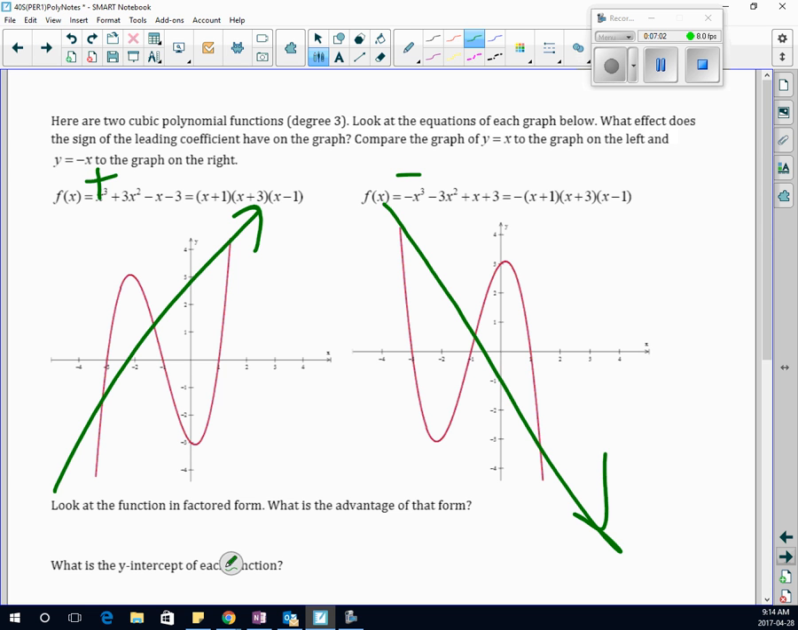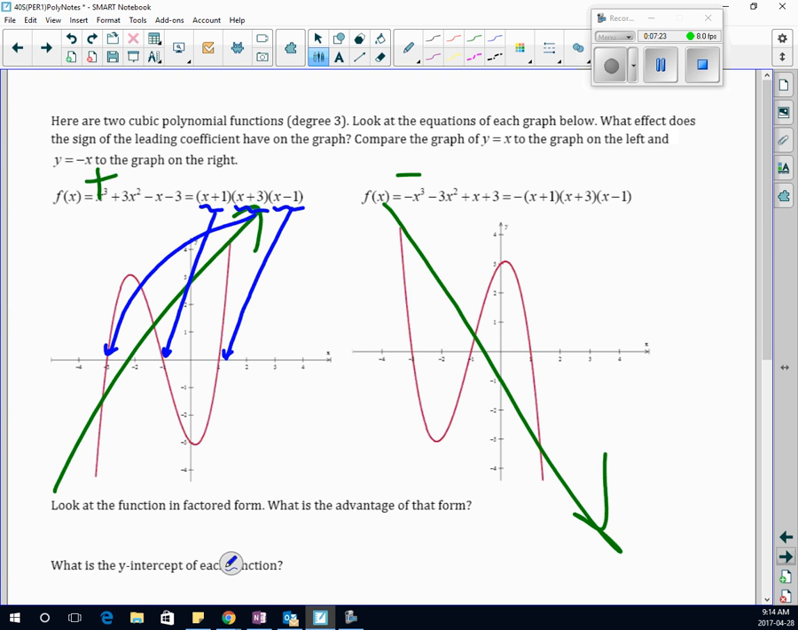What do you think that advantage would give us? The zeros. Does everybody see? X plus 1 produced that 0 there. X plus 3 produced that 0 there. X minus 1 produced that 0 there.